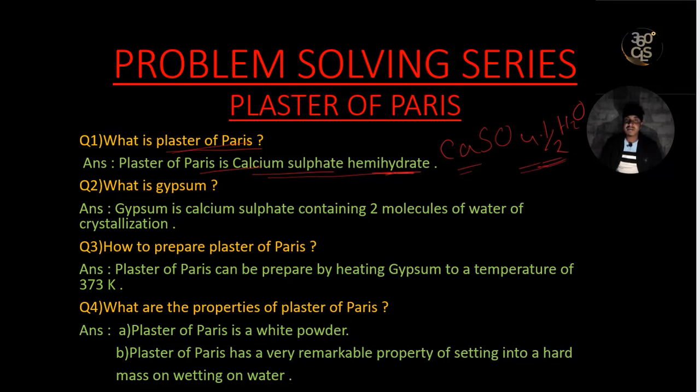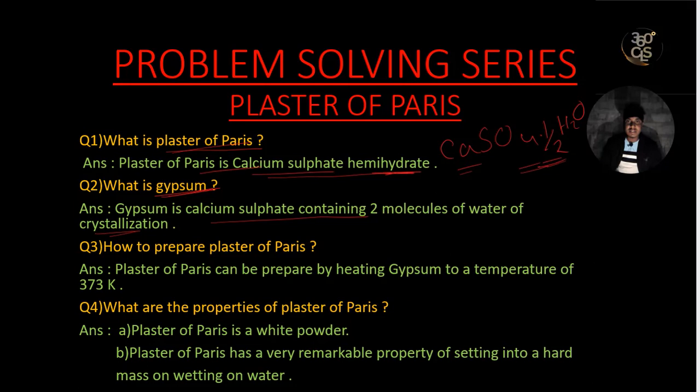sulfate hemihydrate. Now the second problem is, what is gypsum? Gypsum is calcium sulfate containing 2 molecules of water of crystallization. तो जिप्सम क्या होता है? जिप्सम कैल्शियम सल्फेट ही होता है जिसमें 2 molecules of water of crystallization प्रेजेंट होता है.